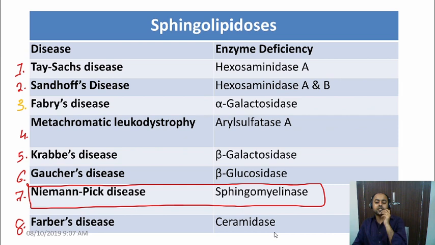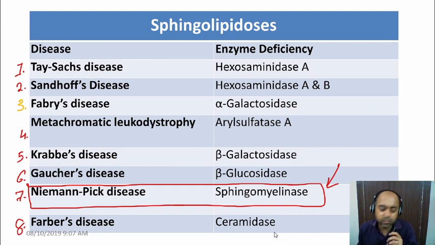In all others, it is the sphingoglycolipid which is going to accumulate, whether it is the Tay-Sachs, Sandhoff, Fabry's, metachromatic, Krabbe's, Gaucher's, or the Farber's. Okay, so this is a very important distinction. You should remember sphingomyelin accumulates only in the Niemann-Pick. In all others, the sphingoglycolipid is going to accumulate.